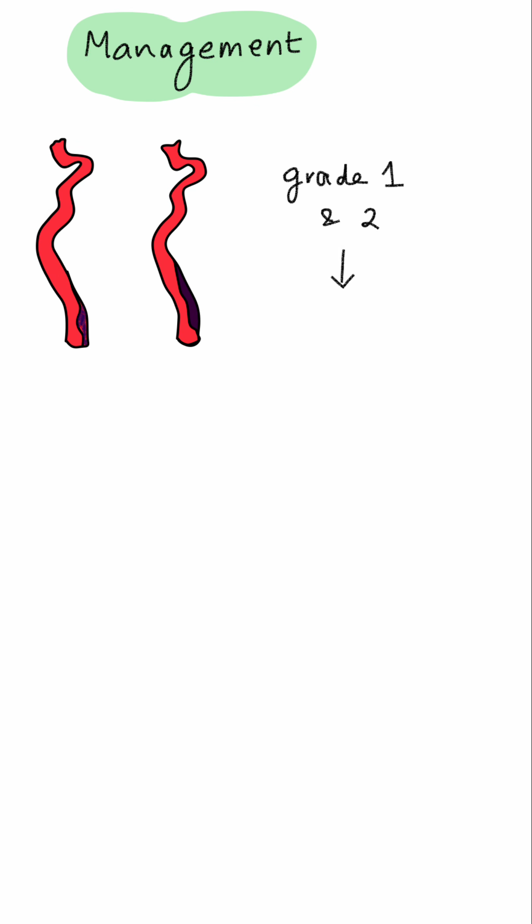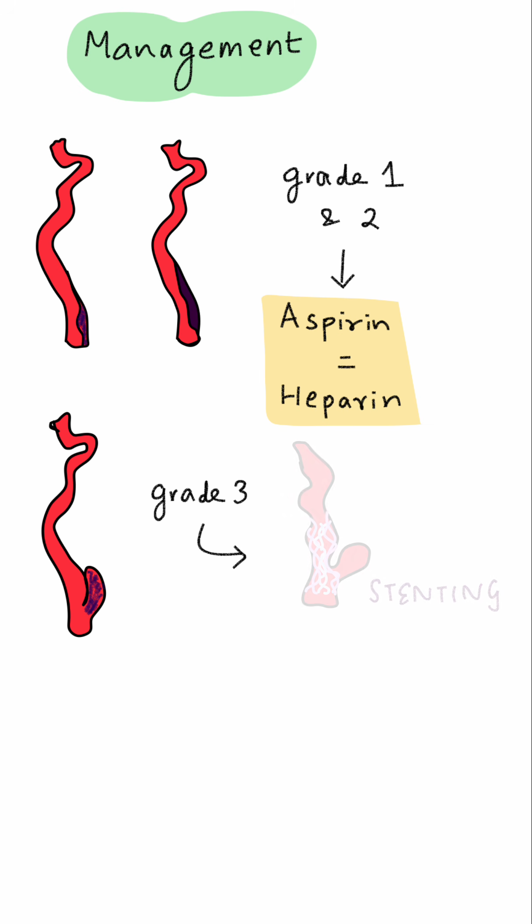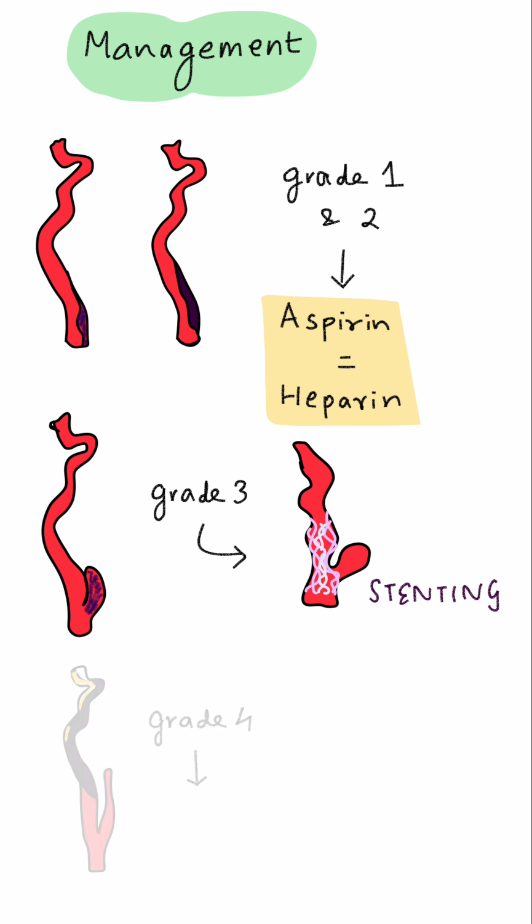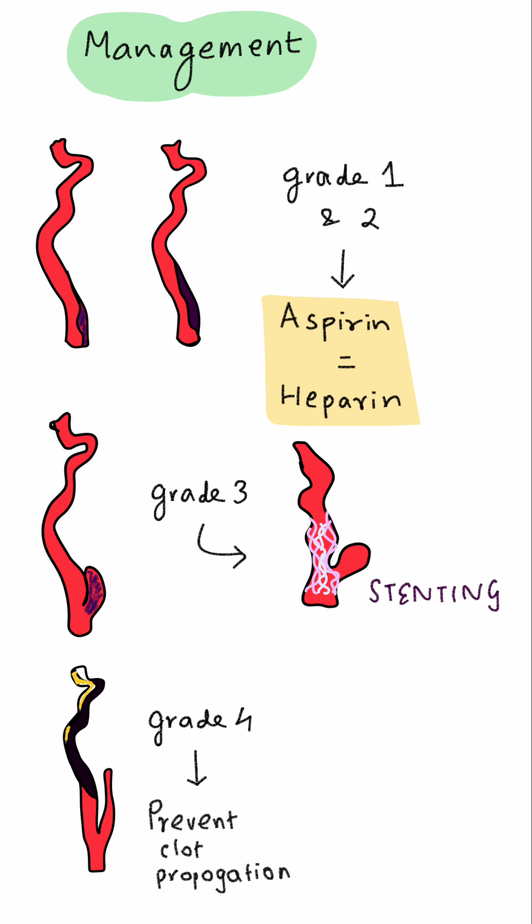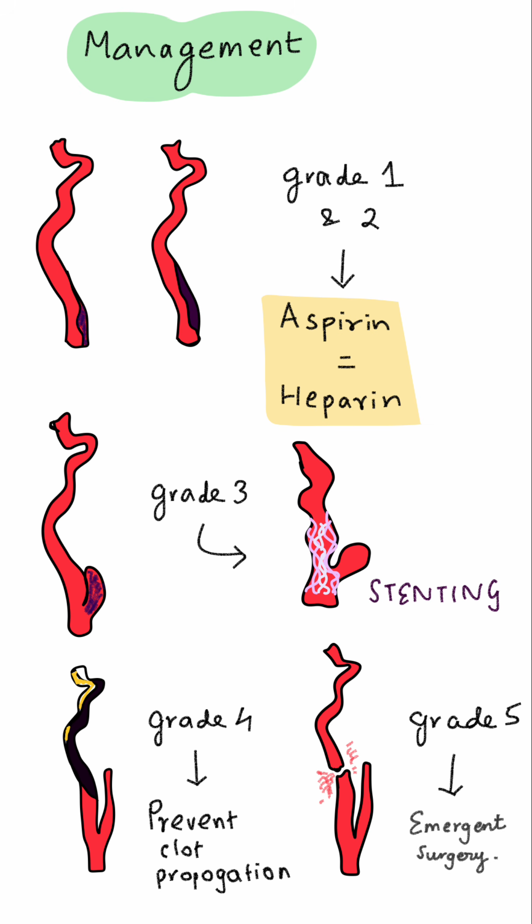For the management of grade 1 and grade 2 injury, we require aspirin of about 325 mg per day. Aspirin has the same efficacy as heparin. Grade 3 injury requires endovascular stenting. Grade 4 injury requires prevention of clot propagation, as these patients usually have a high risk of developing a stroke. Grade 5 injury, which is transection, is an emergency and requires urgent surgery.